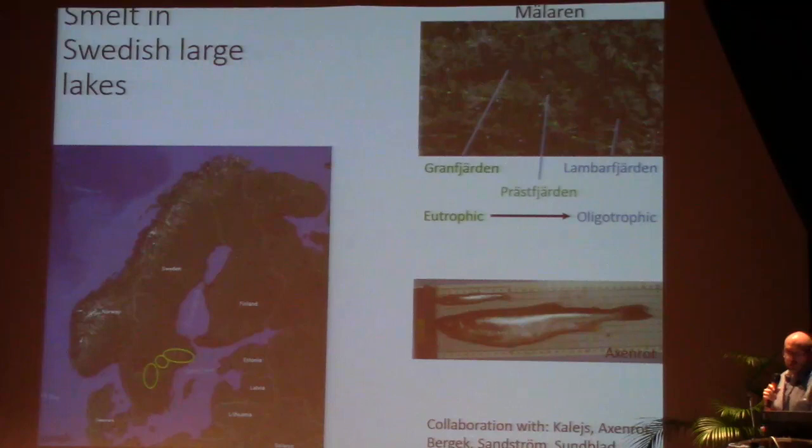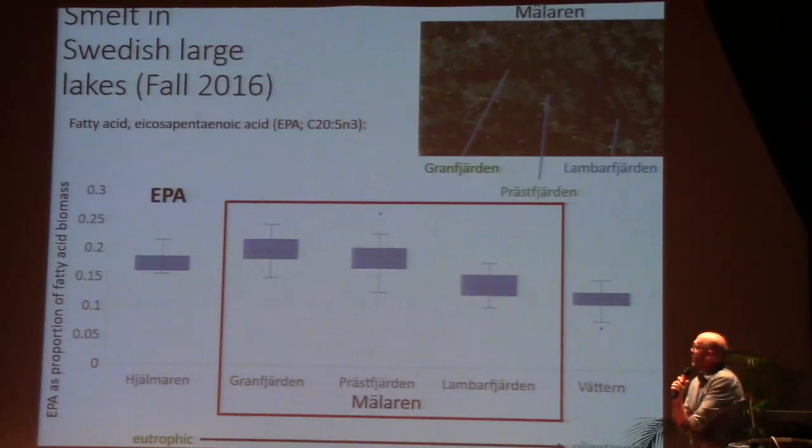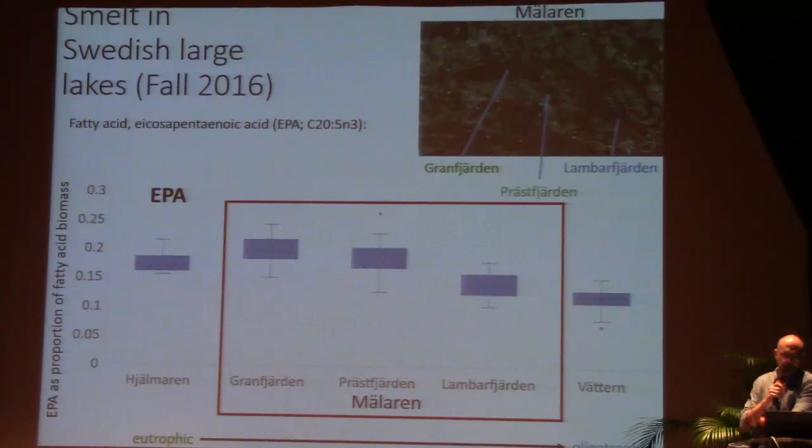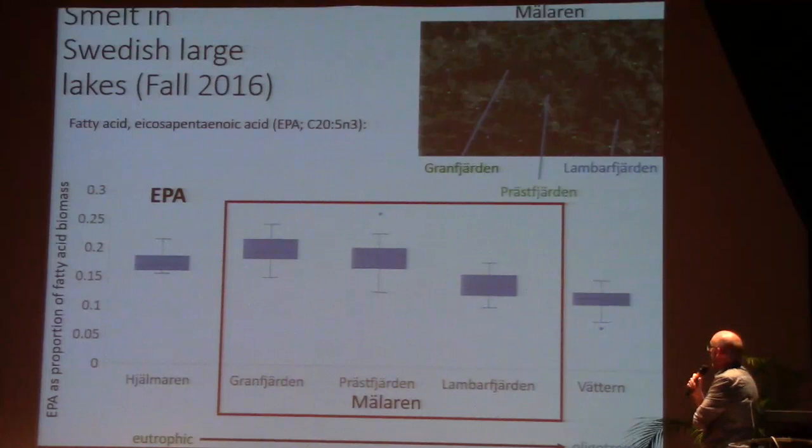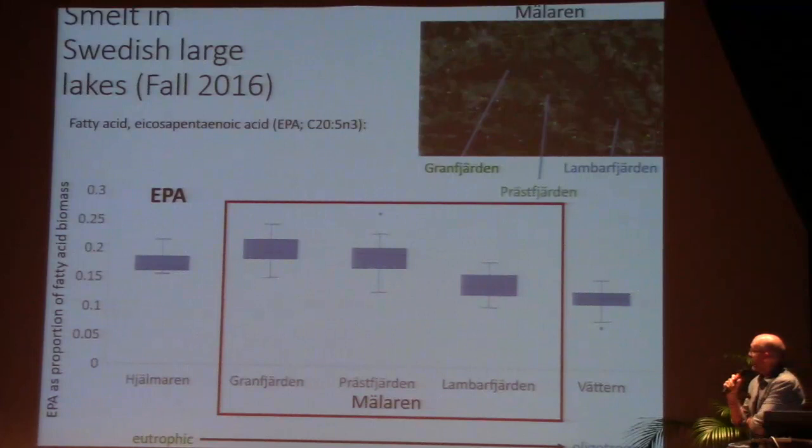And so we've looked at a number of fatty acids in smelt across these different locations. Here, for simplicity, I'm just going to show one, which is EPA. So you have here the three lakes, Hjälmaren, Mälaren, and Vättern, going from a gradient from eutrophic to oligotrophic. The three in the middle are different basins of Mälaren.